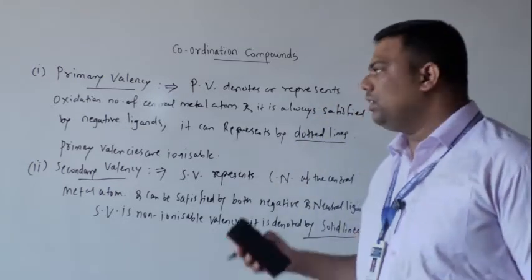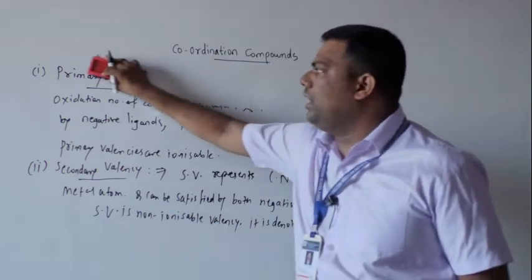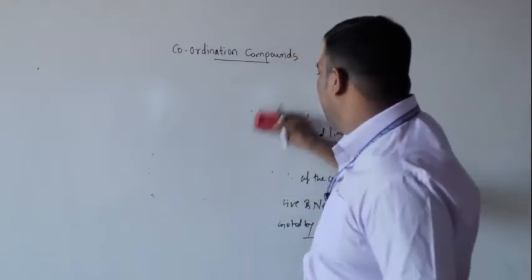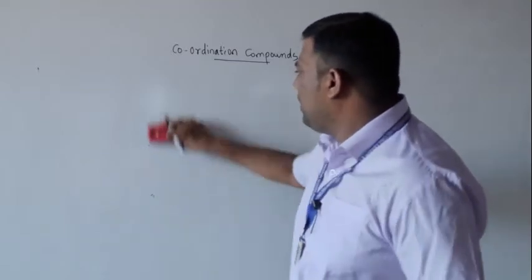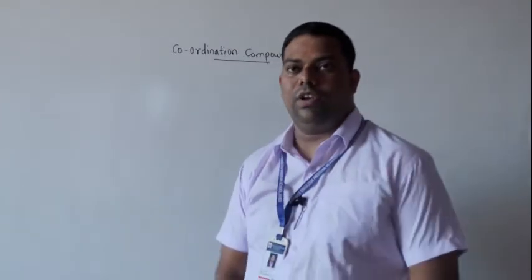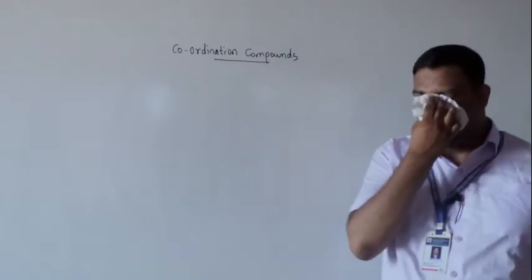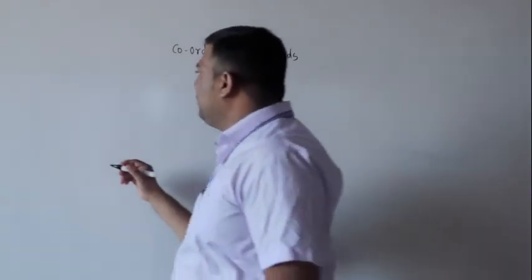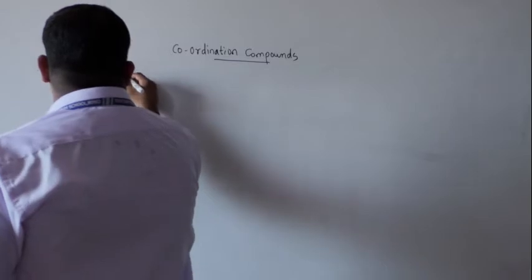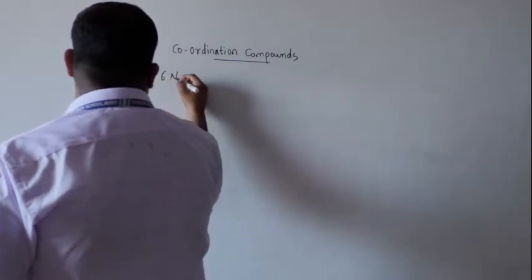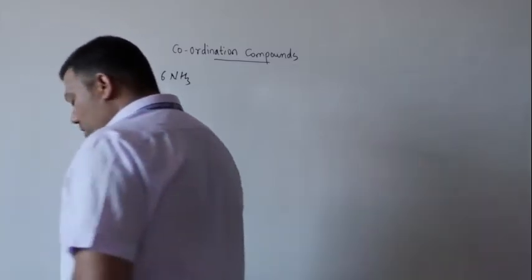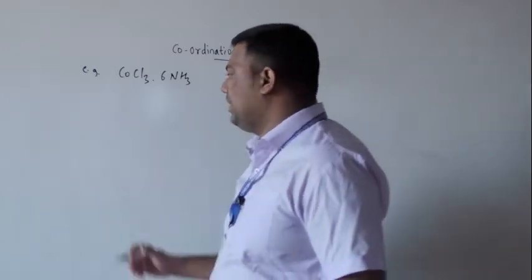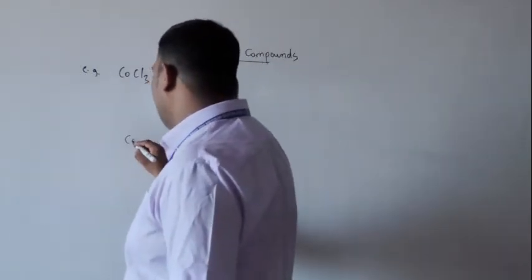Now we will explain with the help of an example. With the help of an example we can show how secondary valency and primary valency vary. Here we will discuss the example CoCl3.6NH3. Suppose it is one of the coordination compounds. See how I can draw.